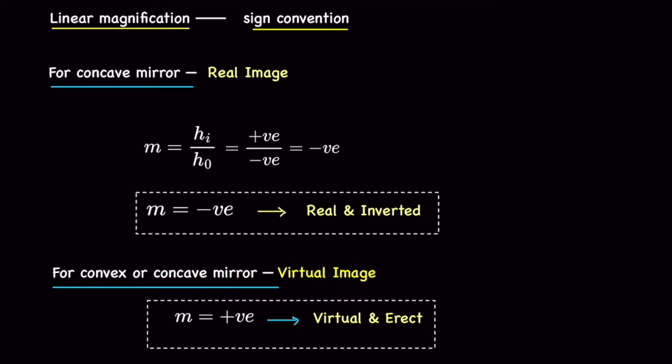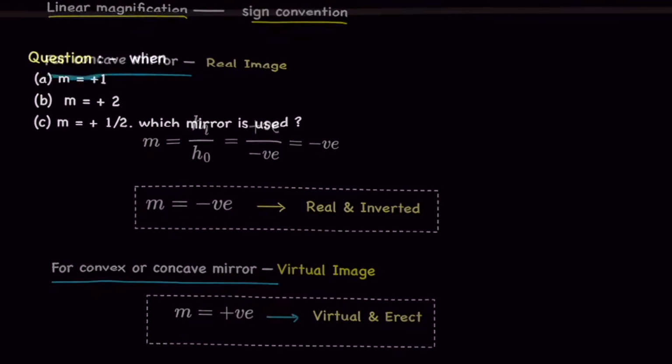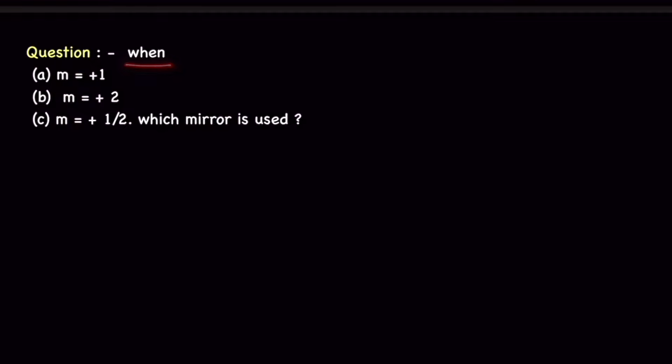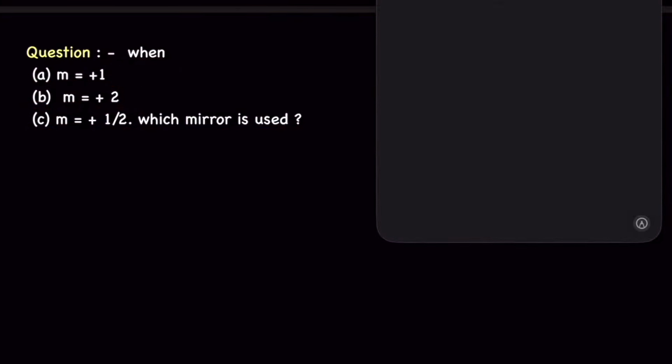So let's try one problem based on the linear magnification sign convention concept. In this question, in part A m is equal to plus 1, in part B m is equal to plus 2 and in part C m is equal to plus 1 by 2. Which mirror is used? We know that when m is positive, it always forms a virtual and erect image, and when m is negative, it is real and inverted.